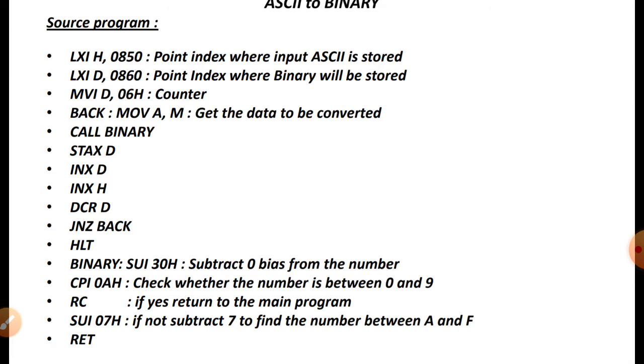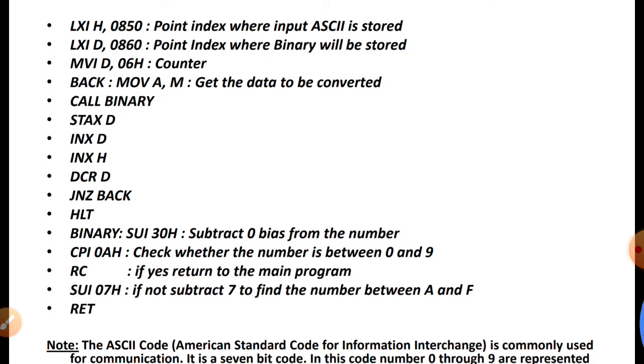और सबसे पहले हम पहला नंबर पढ़ेंगे, MOV A,M, and we will call the binary. तो बाइनरी में क्या है, पहले वो 30 सब्सट्रैक्ट करेगा. 30 सब्सट्रैक्ट करने के बाद हम चेक करेंगे कि ये 10 से बड़ा तो नहीं है. अगर नंबर 10 से बड़ा होगा तो कैरी जनरेट नहीं होगा, तो इसका मतलब है कि उसमें से 30 हमने सब्सट्रैक्ट किया है, हमको 7 और सब्सट्रैक्ट करना है. और अगर कैरी जनरेट हो रहा है इसका मतलब 10 से वो छोटा है.